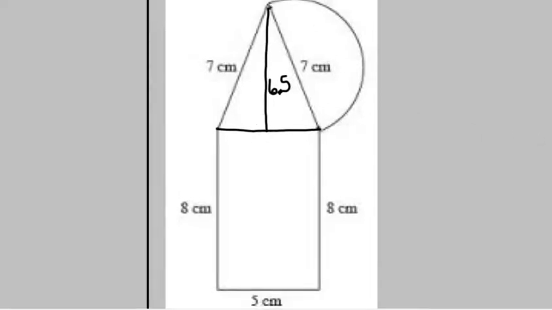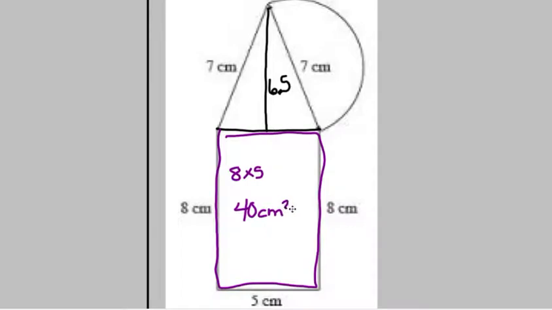So what do I see here? First, I have to recognize what I see, so I know what I'm finding. Well, here I see a rectangle. So to find the area of this rectangle, I would have to go 8 times 5, length and width, 8 times 5, and that will give me 40 centimeters squared. That was pretty easy.